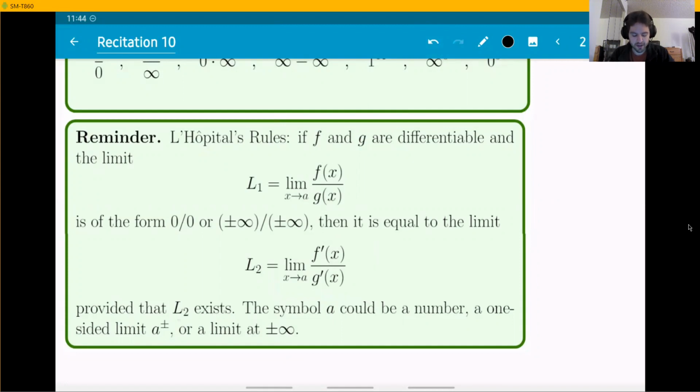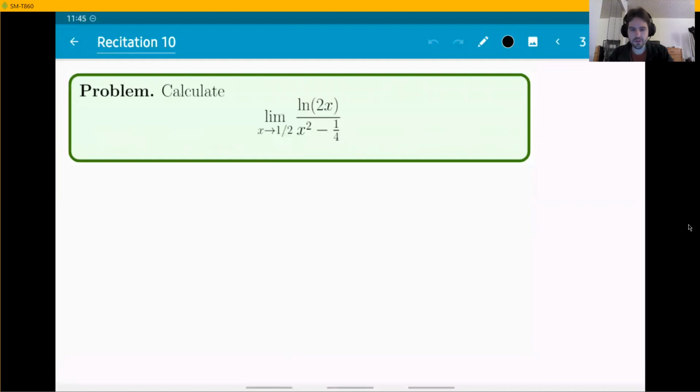And provided that this L2 exists, that's important. If you find a limit after applying the primes on f and g, then that's the same as the limit L1. And the symbol A, the location where the limit happens, that could be anything, a number, a one-sided limit like A plus or minus, or one of the symbols plus or minus infinity. So we're going to be doing many examples of this. Here's the first one.